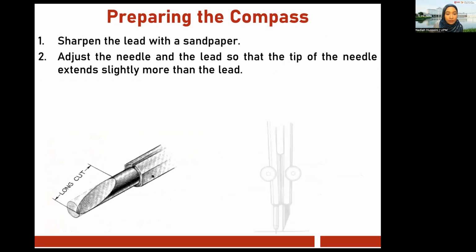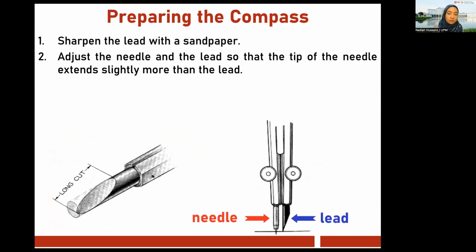Okay, preparing the compass. So this is your compass, what do you call this in Malay? Jangka lukis. So this is the compass. Sharpen the lead with a sandpaper, because you have to put in your pencil inside the compass, right? So make sure you sharpen the lead with a sandpaper. In this case, your pencil should be slightly slanted. The pencil is slanted. The lead is slanted.